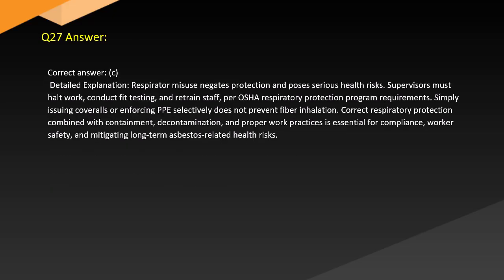Answer. Correct answer: C. Detailed explanation. Respirator misuse negates protection and poses serious health risks. Supervisors must halt work, conduct fit testing, and retrain staff per OSHA respiratory protection program requirements. Simply issuing coveralls or enforcing PPE selectively does not prevent fiber inhalation. Correct respiratory protection combined with containment, decontamination, and proper work practices is essential. Compliance, worker safety, and mitigating long-term asbestos-related health risks.